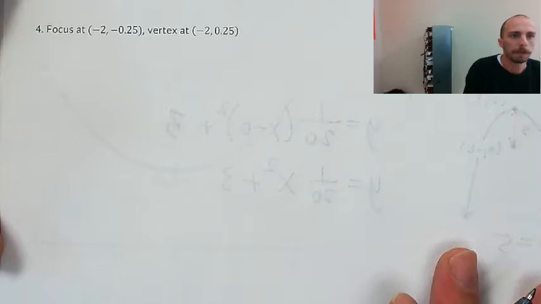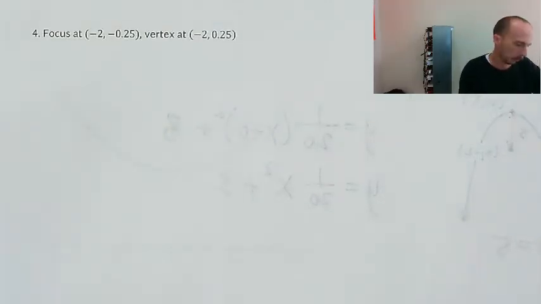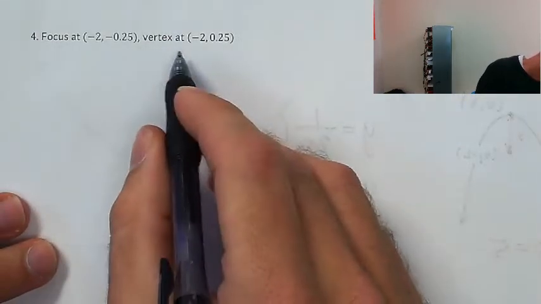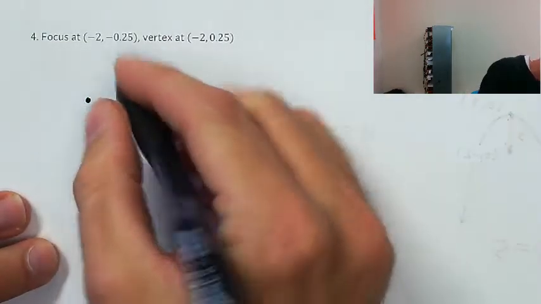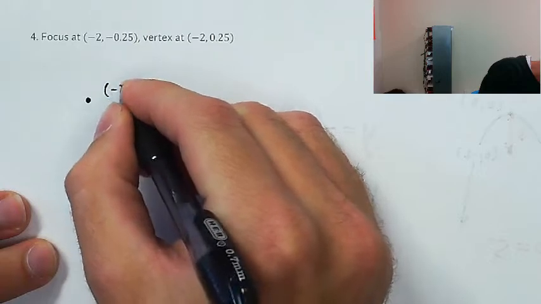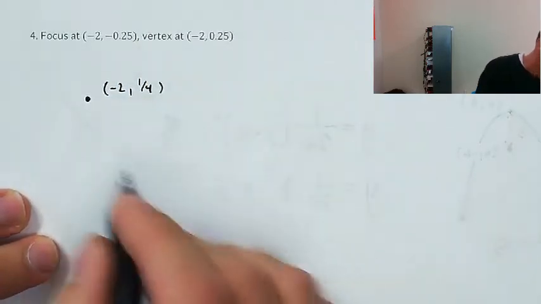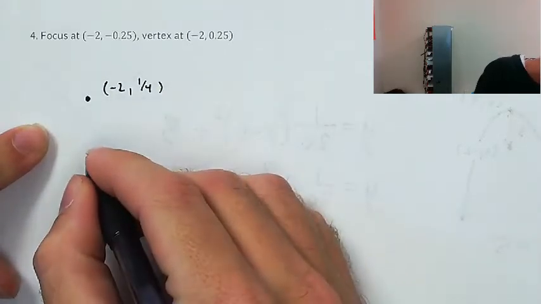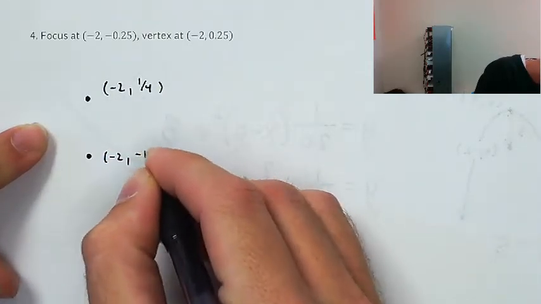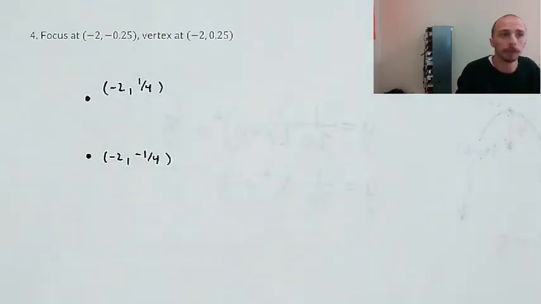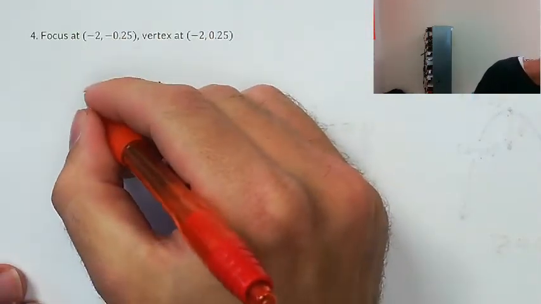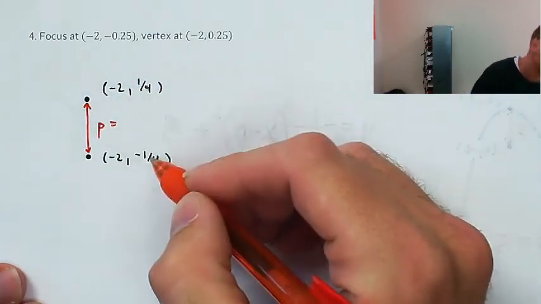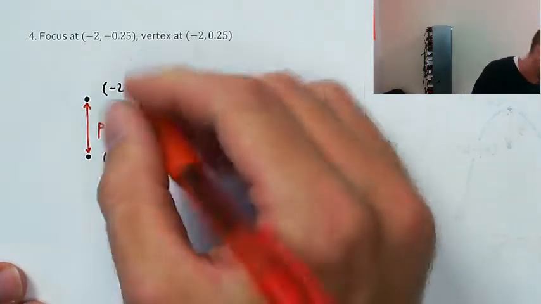Right, another one of focus and vertex. Okay, so we've got ourselves here: vertex at x equals negative 2 and y is positive 0.25. A focus point at negative 2 and negative 1/4. Okay, so that means the distance from the focus to the vertex, and that's going to be the value of p, is 1/4 minus negative 1/4, top minus bottom, which is going to be 1/2.